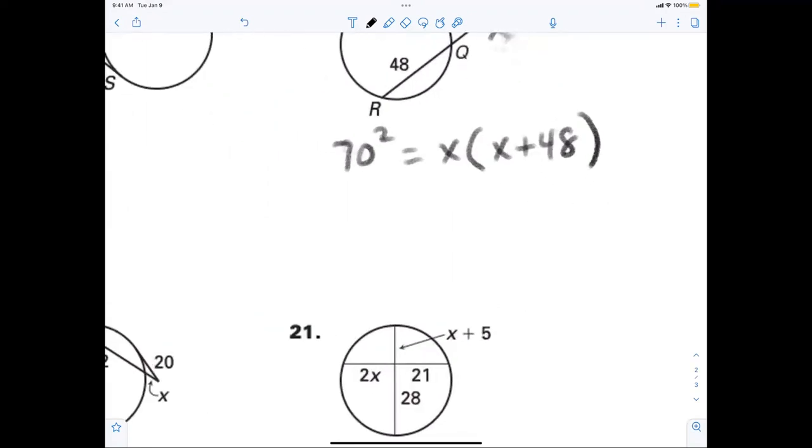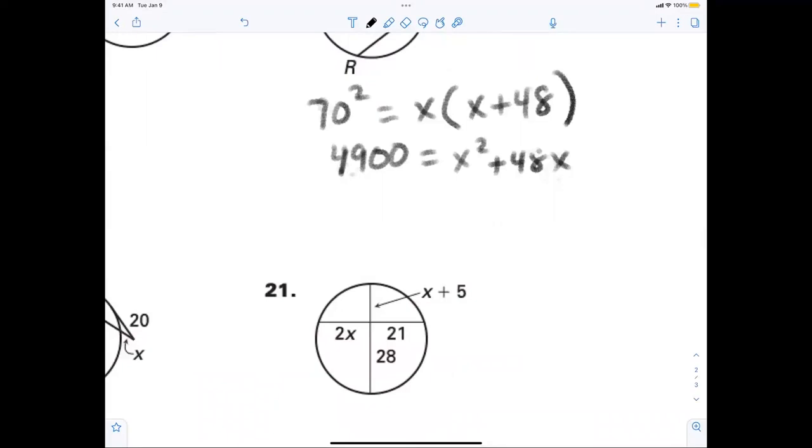So this one might be a little annoying. 70 squared, I'm thinking, is 4,900, which is equal to X squared plus 48X. And now we have X squared plus 48X minus 4,900 equals 0.